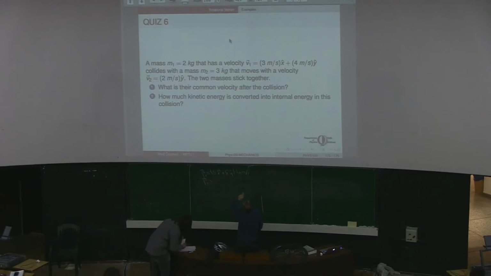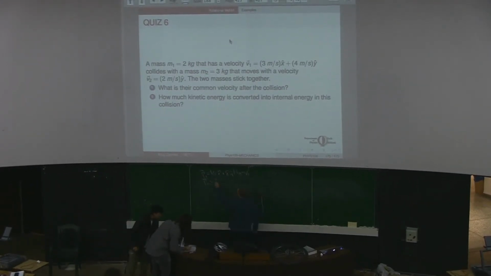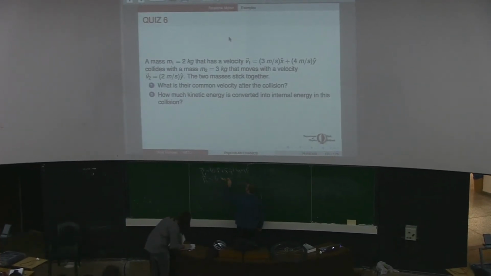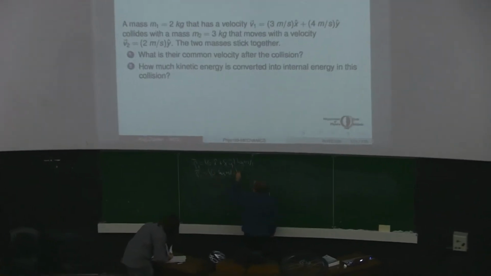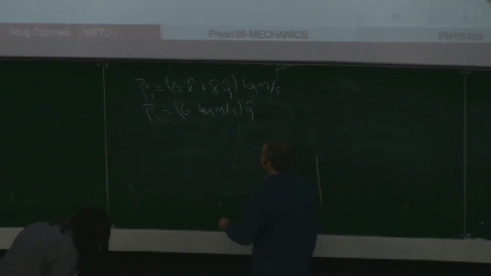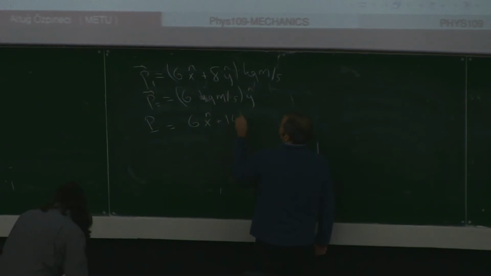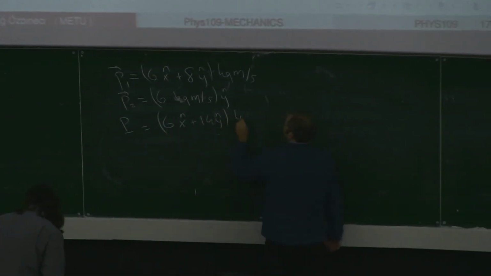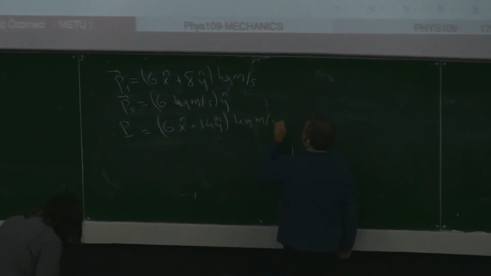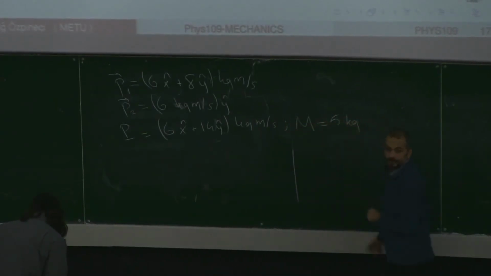The momentum of the second mass, its mass is 3 kilograms. Its velocity is 2 meters per second in the y hat direction, so it is 6 kilogram meters per second in the y hat direction. The total momentum of the system is 6 in the x hat direction plus 14 in the y hat direction, kilogram meters per second. The total mass of the object is 5 kilograms.